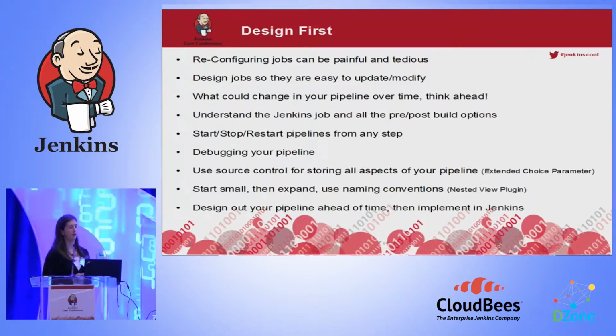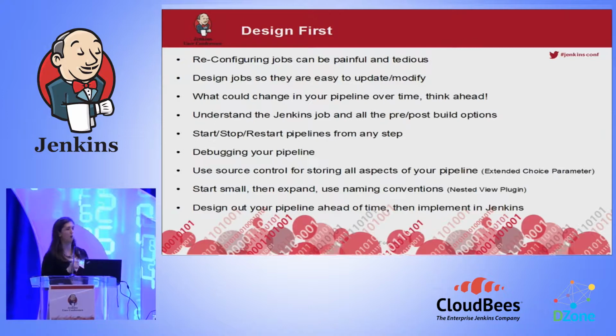To have to go and hit config on every single one and add the change and then hit save, it can take you all day. So you really want to think about what do these Jenkins jobs need to do? How are you going to update them or change them? What are things that are going to change? How are you going to debug these jobs when they fail?